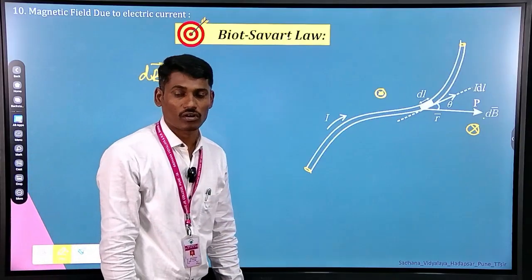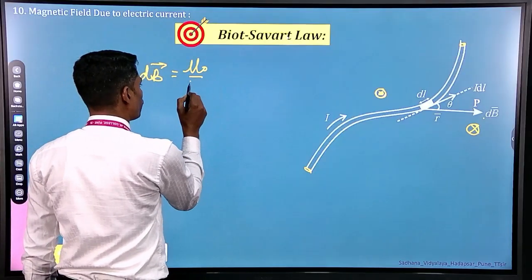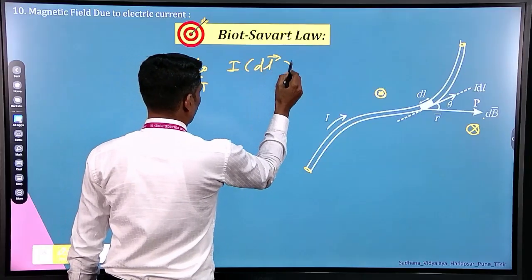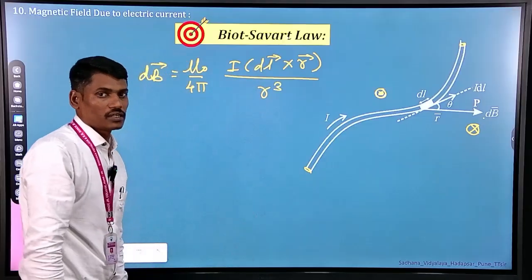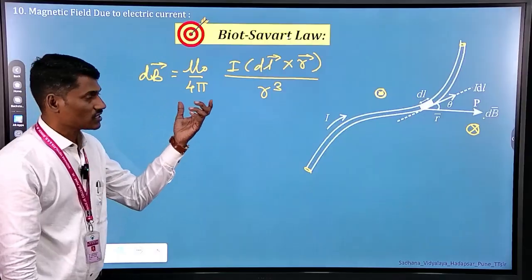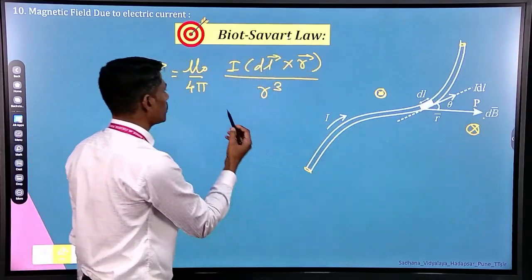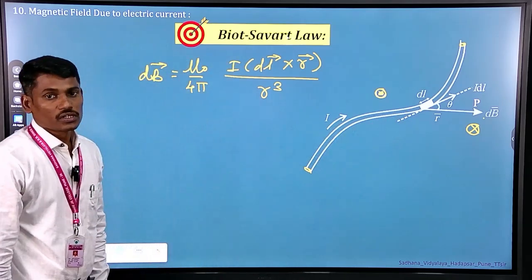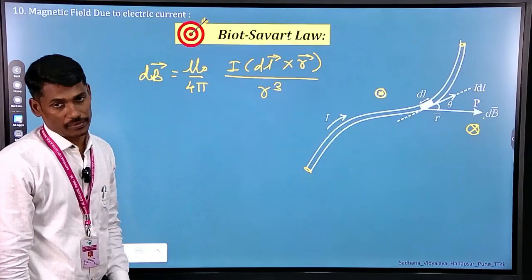According to the Biot-Savart law, dB is equal to mu0 upon 4 pi, I dl cross r, divided by r cube, right? Now this is the formula for the Biot-Savart law. बघा आता हे रिलेशन काय इंडिकेट करते? Here the magnetic field is proportional to the current flowing through the small element dl, right? Now the magnetic field is also directly proportional to the length of the small element, right?